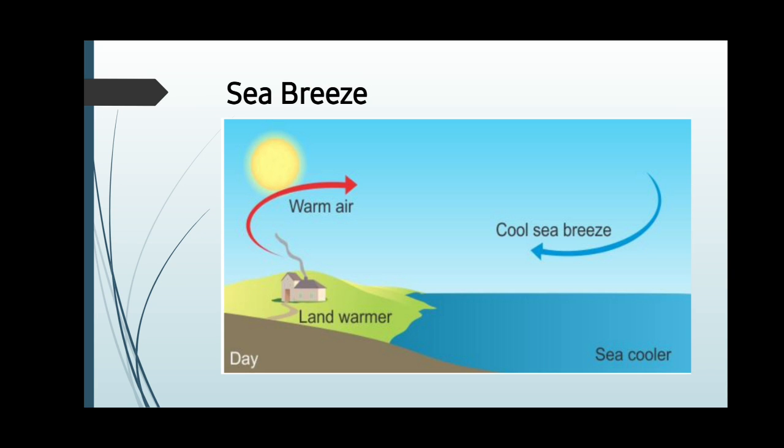Then what about the land breeze? It's just the opposite. Let's see that next. Just see here. In the daytime, land warmer, sea cooler. Due to the warmth, the air above the land becomes warm, and the air above the sea will be a cold one. Hence, the wind moves from the sea towards the land.